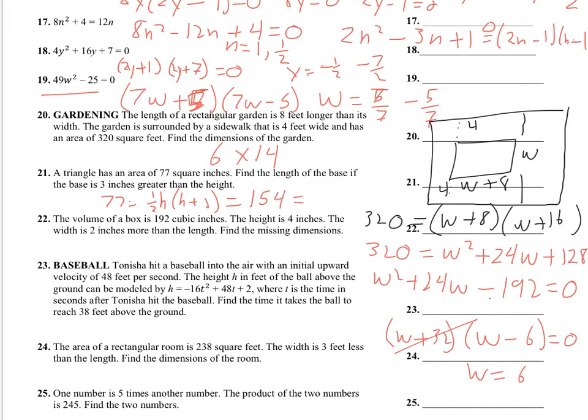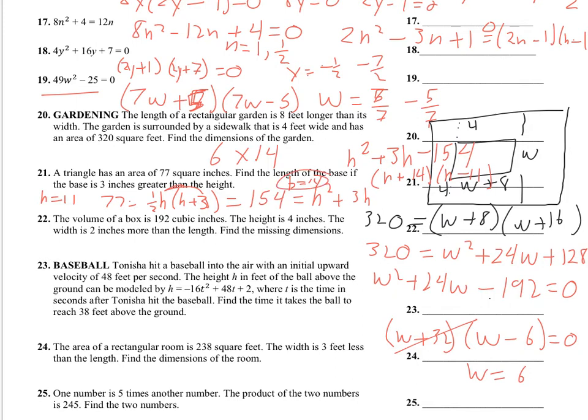Which is equal to, and then distribute that, I should get h squared plus 3h. Now I subtract the 154 over to the same side. Alright, so then I should get h squared plus 3h minus 154. Alright, factors of 154 that subtract to become 3. And that should give me h plus 14, and then h minus 11, which means h has to be 11. Well, if h equals 11, the base is 3 greater than that, so the base is 14.